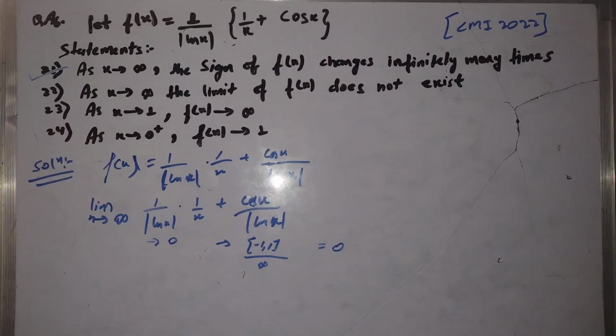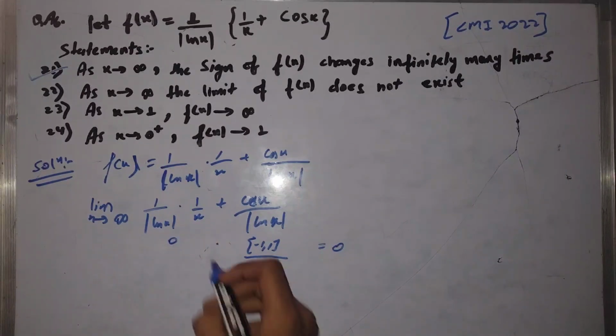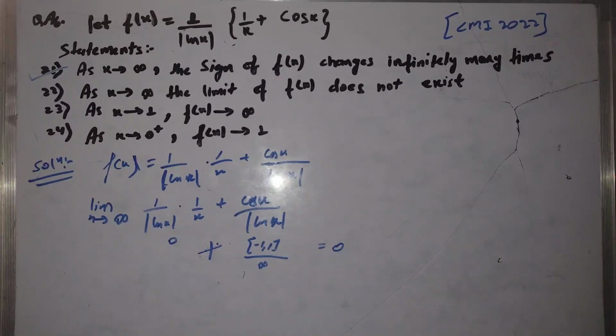Statement 22 says that as x tends to infinity the limit of f(x) does not exist, which is a false statement, because a constant upon infinity is 0, so the 0 and 0 add up to 0, so at infinity the limit actually exists, and that is 0.